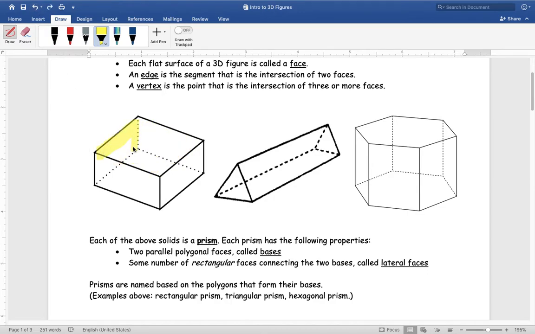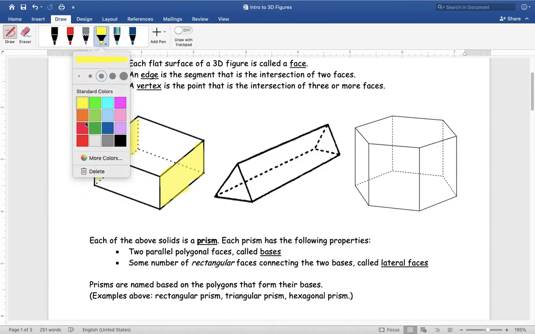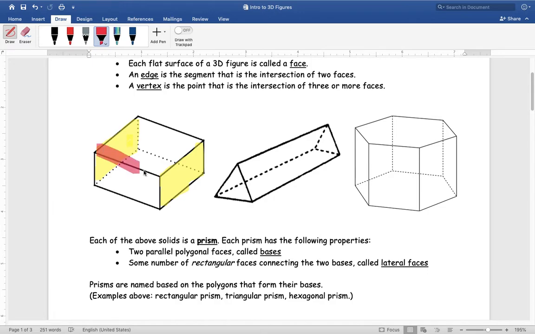Let's say I'm looking at the left face of this prism and the right face of this prism. Let's check the properties. Two parallel polygonal faces called bases. Yeah, these two rectangles would be parallel to one another. Some number of rectangular faces connecting the two bases. Is every other face of this prism a rectangle? Well, keep in mind, ladies and gentlemen, if you guys have been saying, oh, but this is a square up here, well, all squares are rectangles.